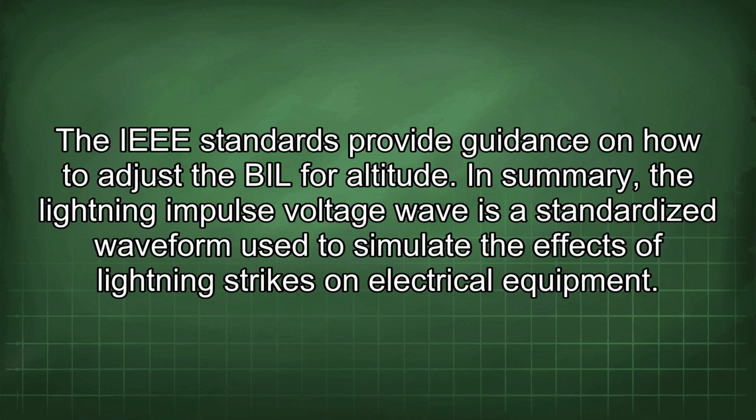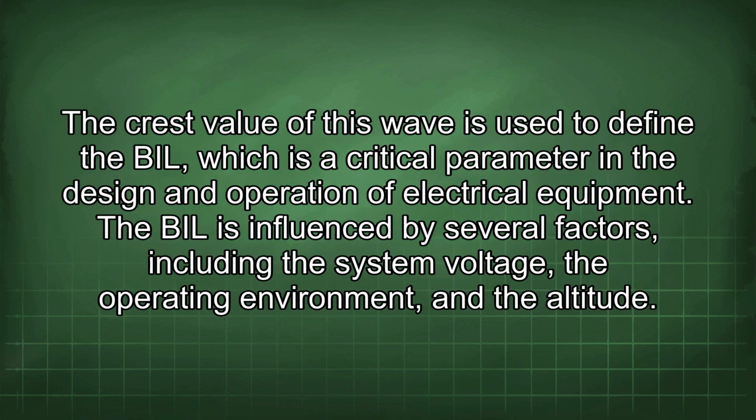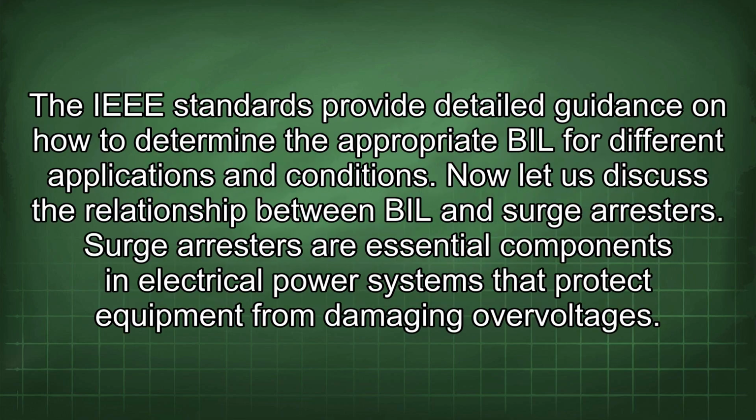In summary, the lightning impulse voltage wave is a standardized waveform used to simulate the effects of lightning strikes on electrical equipment. The crest value of this wave is used to define the BIL, which is a critical parameter in the design and operation of electrical equipment. The BIL is influenced by several factors, including the system voltage, the operating environment, and the altitude. The IEEE standards provide detailed guidance on how to determine the appropriate BIL for different applications and conditions.